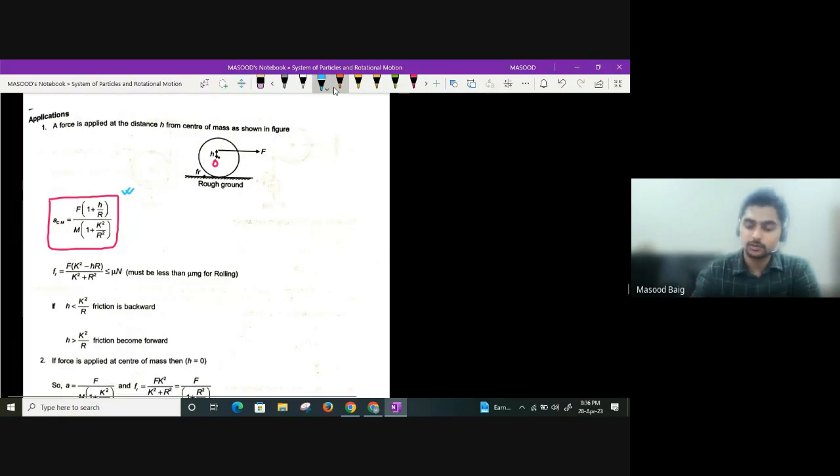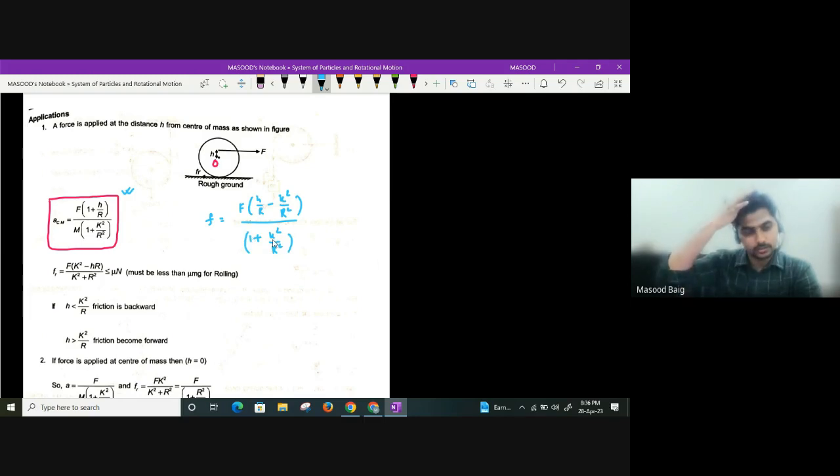And friction value, if you consider, right, I'll write the friction value as f into h by r minus k square by r square, whole divided by 1 plus k square by r square.